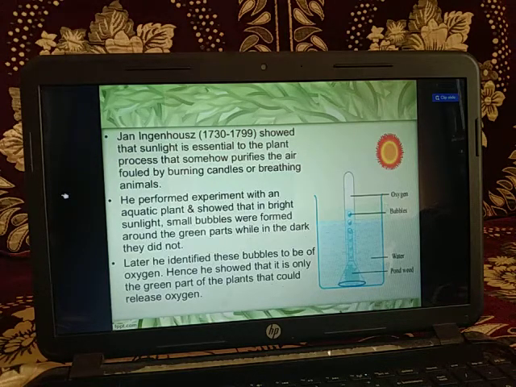Peter Mitchell proposed the chemiosmotic theory of ATP synthesis. Hatch and Slack discovered the supplementary mechanism of carbon dioxide fixation, called the C4 pathway, in certain tropical plants, that is grasses and non-grasses. And the last one is Huber, who crystallized and analyzed the photocenter of the Rhodobacteria through X-ray diffraction technology. They were awarded the Nobel Prize in 1988.